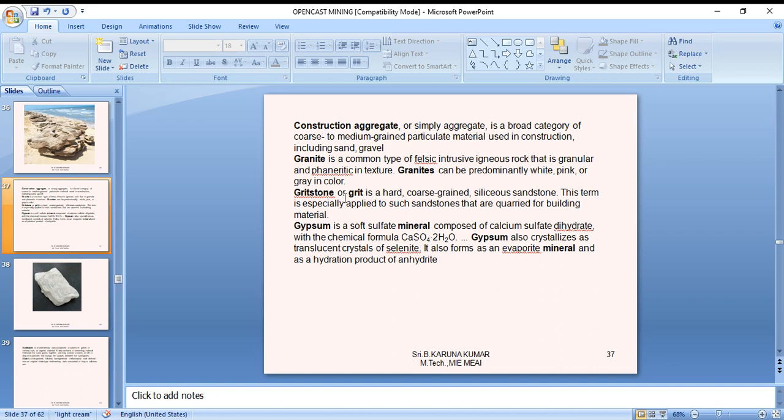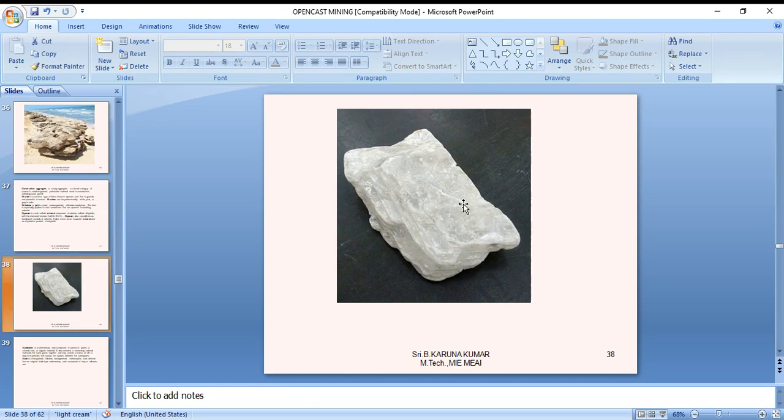Gypsum is mostly used for the POP purpose. Gypsum boards, most of them you will get in the Vizag area. This is a soft sulfate mineral composed of calcium sulfate dihydrate with the chemical formula CaSO4·2H2O. This is showing here. Gypsum is also crystallized as a translucent crystal called selenite. It is a form of an evaporite mineral and is a hydration product of anhydrite. So I am showing that this is a gypsum model. This is gypsum. Most of the research areas will have these things available.